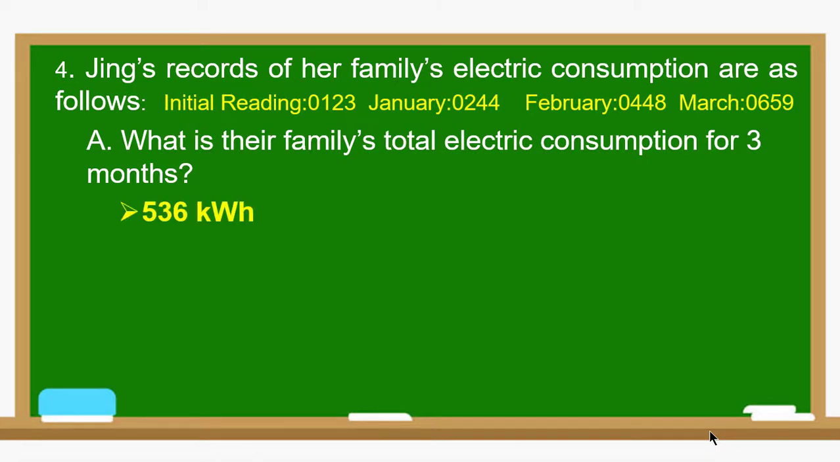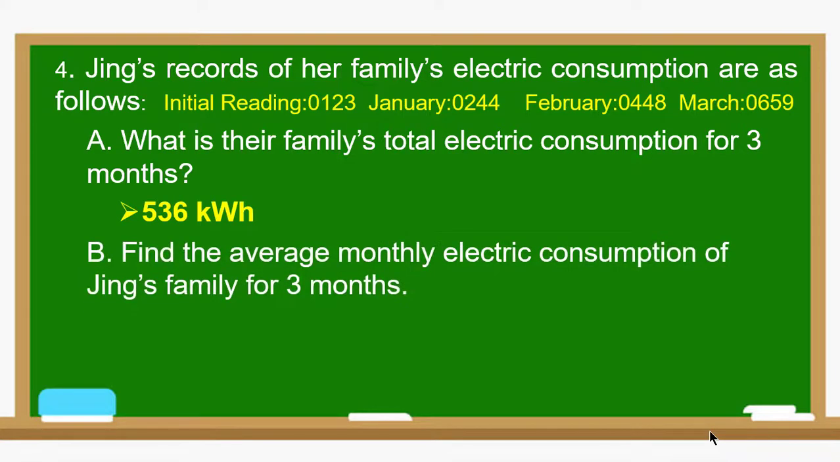Number 4. What is their family's total electric consumption for 3 months? The answer is 536 kilowatt hour. Find the average monthly electric consumption of Jing's family for 3 months. The answer is 178.67 kilowatt hour.